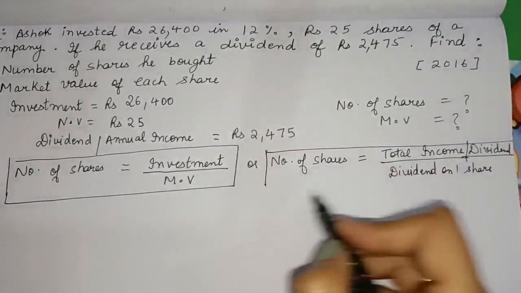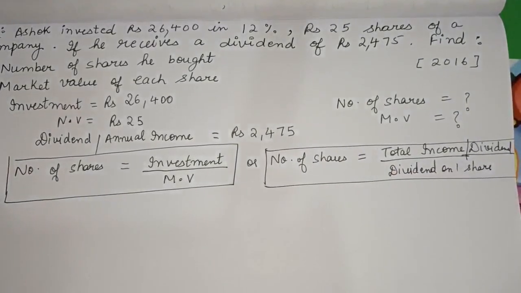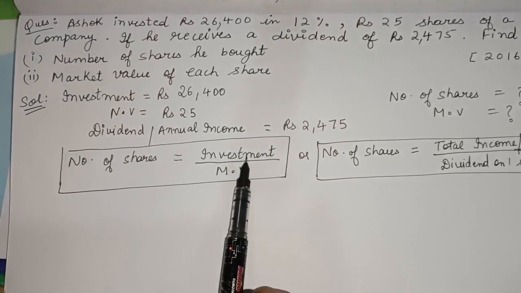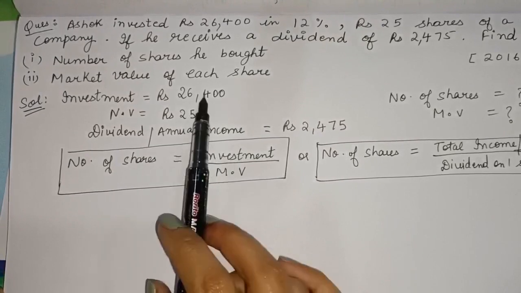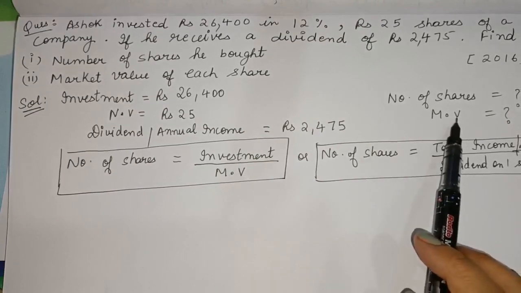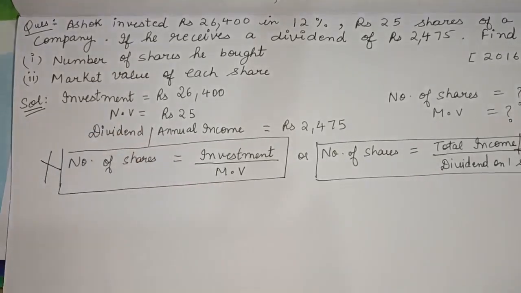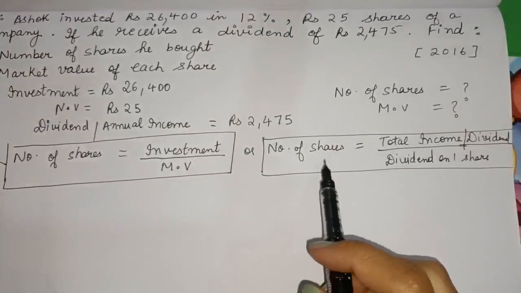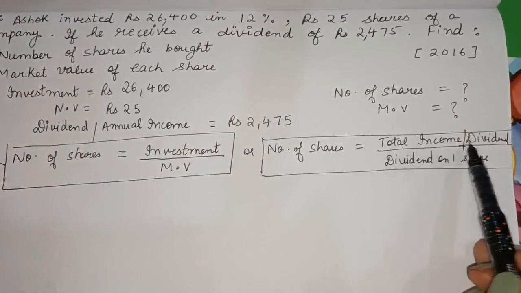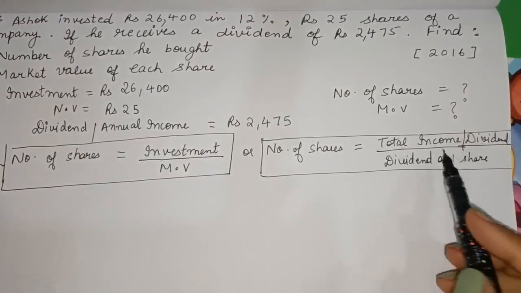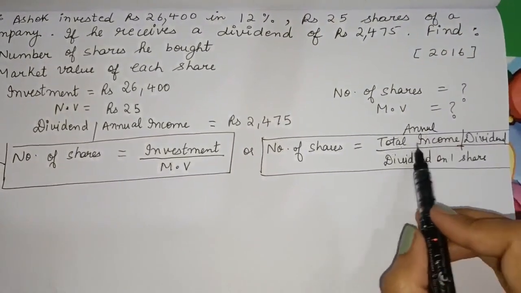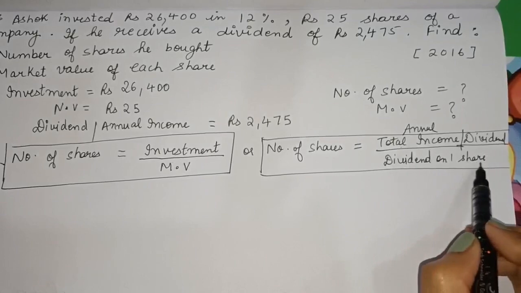So we have to understand here which formula we can use. If we want to use this formula, we can see investment we know, but we don't know the value of MV. MV also we have to find. That means this formula we can't use here. So let's try to see whether we can use this one. Number of shares is equal to total income or total dividend or annual dividend. Everything is the same. So dividend upon dividend on one share.